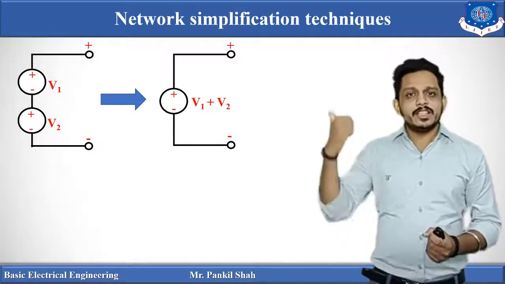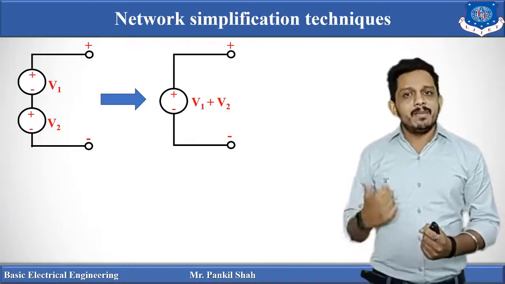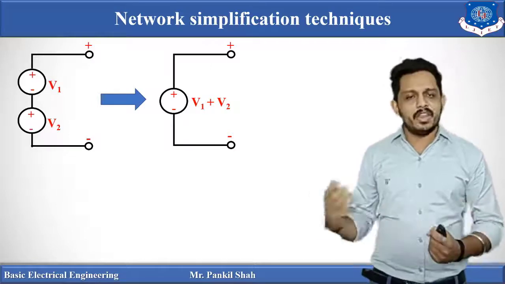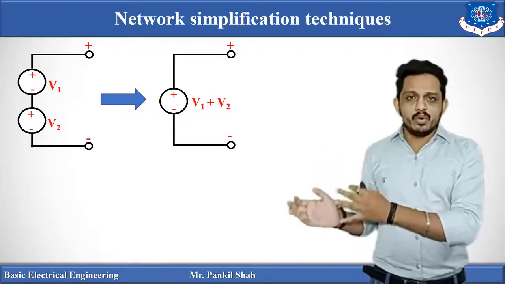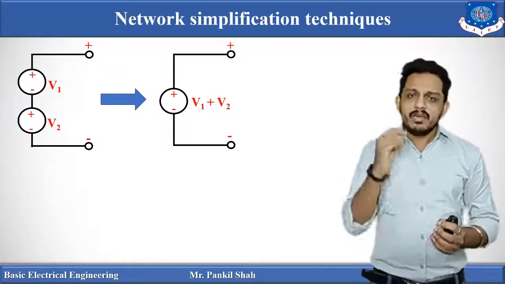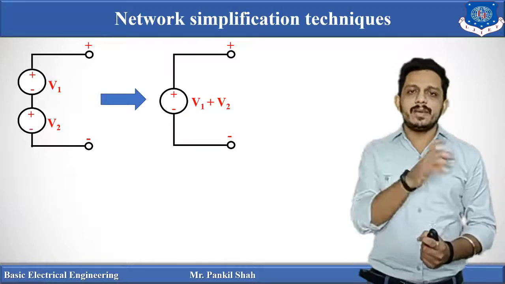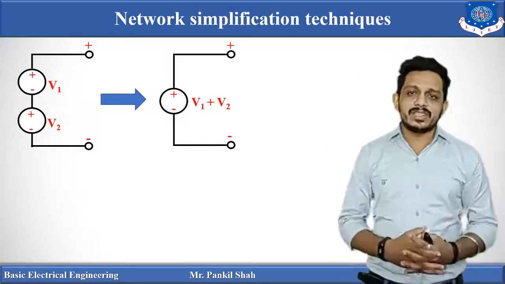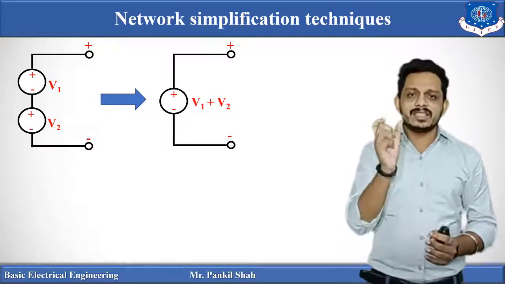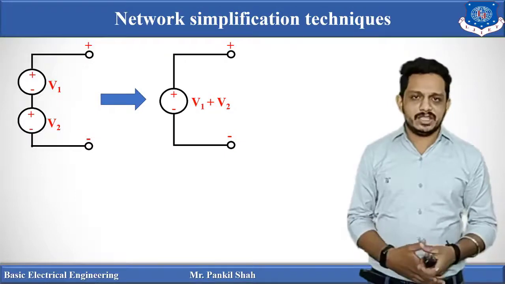That means plus minus is the polarity of the first source, that is V1, and plus minus is the polarity of the second source, that is V2. Then instead of drawing two sources, we can draw only one source, which also has the polarity plus minus, and the value will be V1 plus V2. In this way, you can transform any number of sources connected in series into one single equivalent voltage source, and our network will be quite easy.